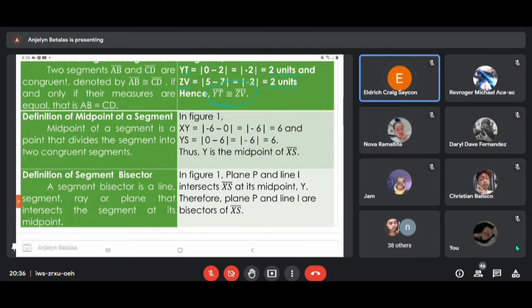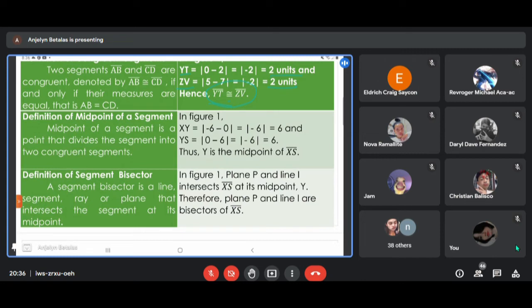Next, the definition of midpoint of a segment. Kaning between, no? Kung between, it doesn't mean middle. Pero kung midpoint, middle siya. A midpoint of a segment is a point that divides the segment into two congruent segments. So pasabot, ang midpoint, na-divide niya ang isa ka segment into two congruent segments.